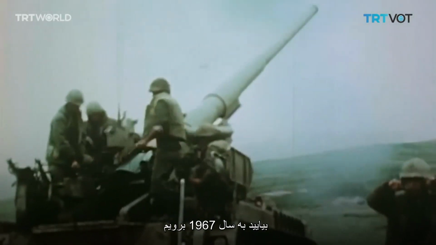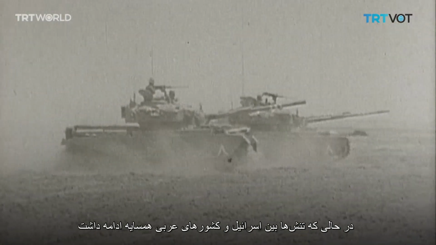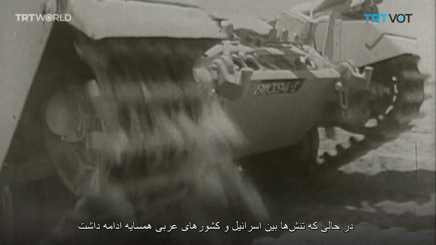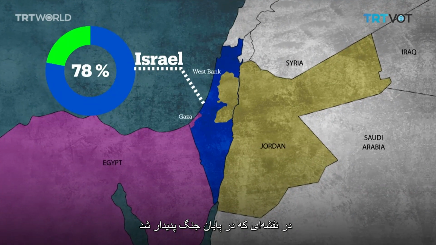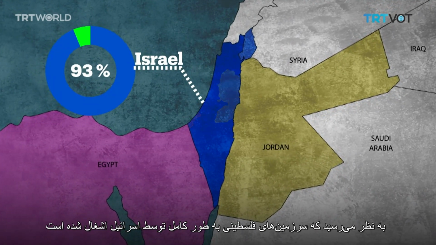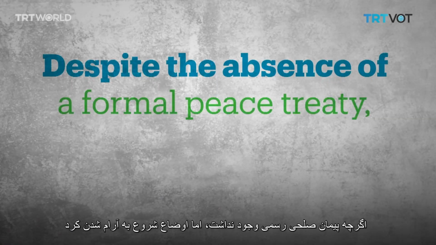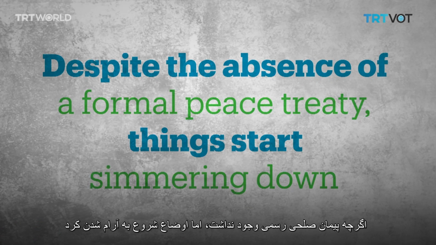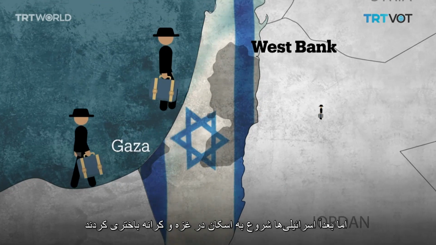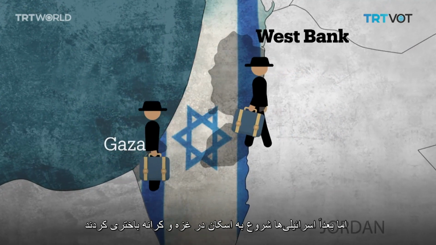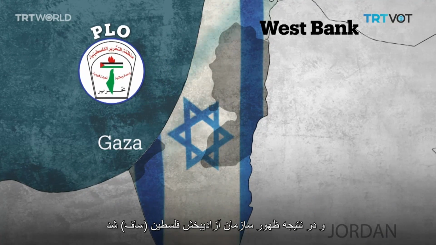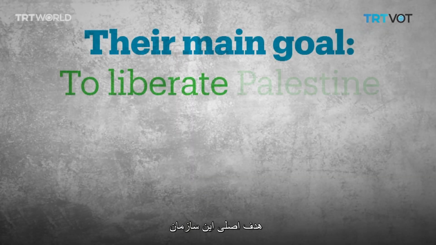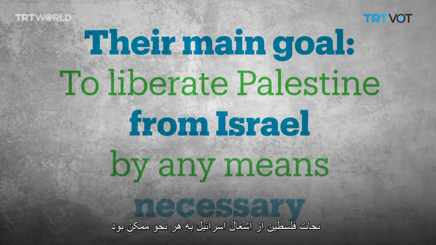Fast forward to 1967, amid ongoing tensions between Israel and neighboring Arab countries, the Six-Day War breaks out. And by the end of it, the map looks something like this. Palestine is now fully occupied by Israel. Despite the absence of a formal peace treaty, things start simmering down. Then Israelis start settling into Gaza and the West Bank, resulting in a Palestinian struggle that gives rise to the PLO. Their main goal, to liberate Palestine from Israel by any means necessary.